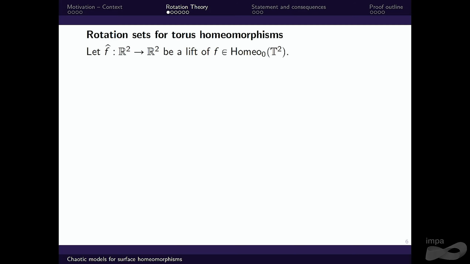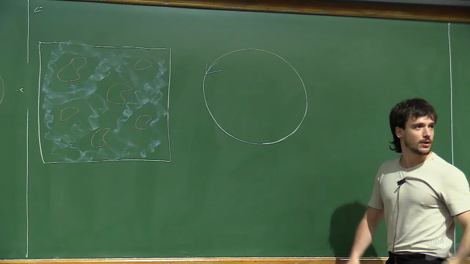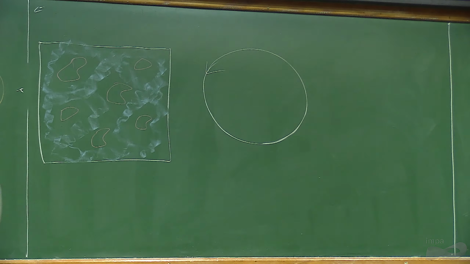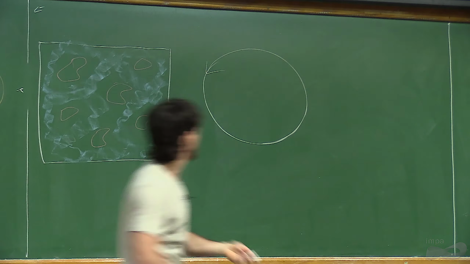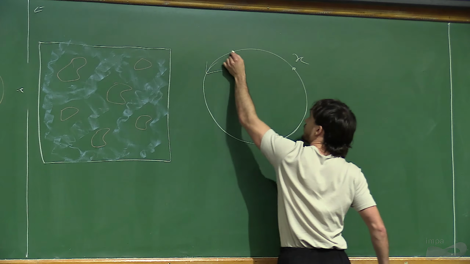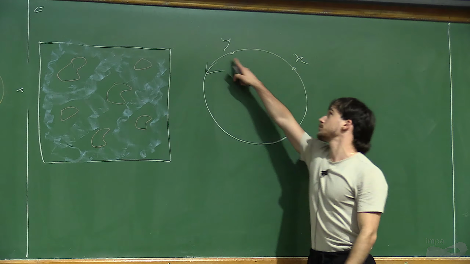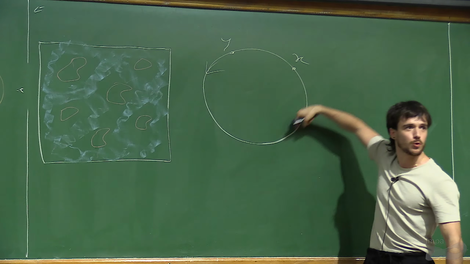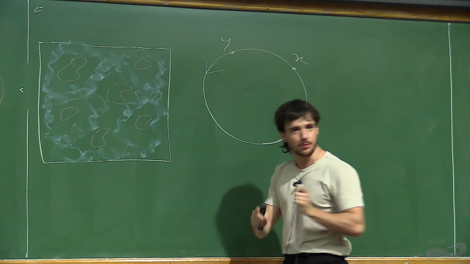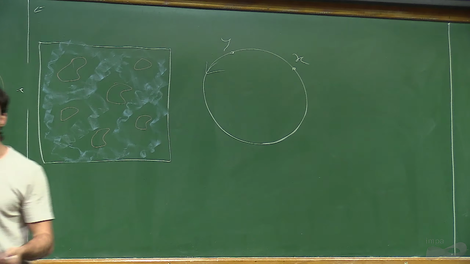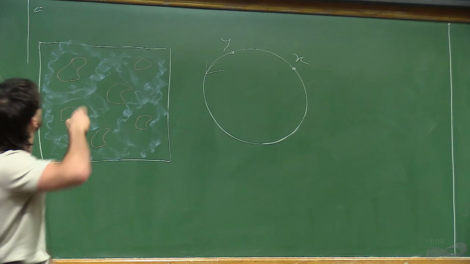So I want to understand how orbits loop around my surface. You might already know the rotation number for circle homeomorphisms. Every circle homeomorphism has a well-defined rotation number, and every point has the same rotation number, because in the circle you have a well-defined notion of order. So you have x, you have y, and you can say, oh, y is in front of x, but it is behind x plus 1. So x pushes y, and y pushes x plus 1. Okay, but in the torus, in surfaces, you do not have that.